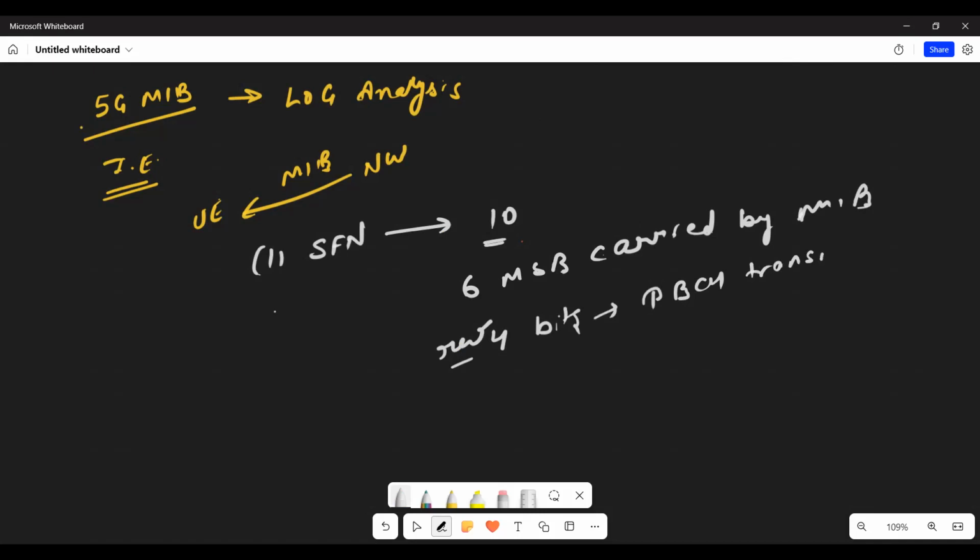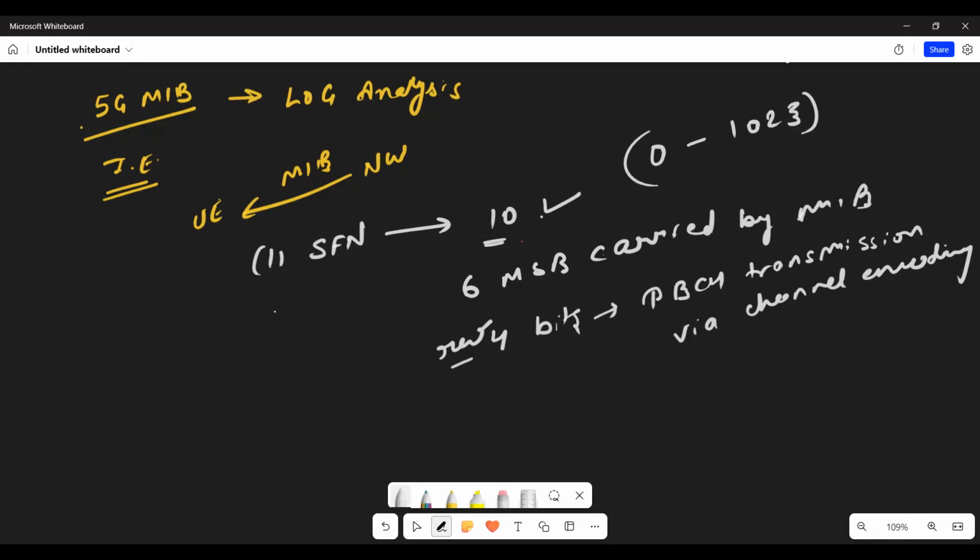So it is kind of similar to LTE, and via channel encoding. So when you combine both of these, it becomes a 10-bit block, and this will give you the range from 0 to 1023, right? But you remember in the MIB, the SFN has 6 bits reserved, right?